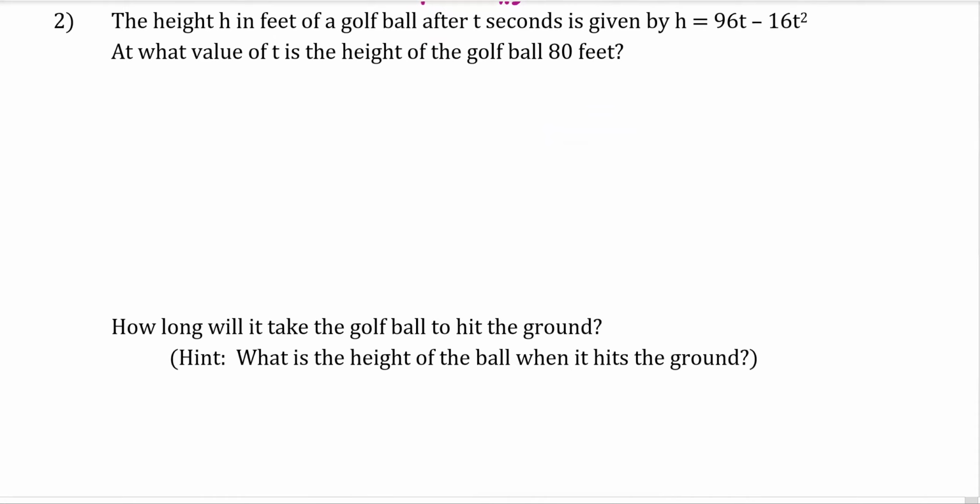Number 2, the height h in feet of a golf ball after t seconds is given by h is equal to 96t minus 16t squared. At what value of t is the height of the golf ball 80 feet? So based on number 1, you should have a pretty good idea of what we're going to do here. Again, we have height in feet. We have height is equal to 96t minus 16t squared. We want to find the value of t when the height is 80 feet. So let's plug in 80.